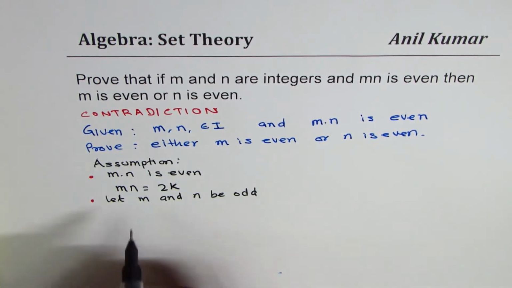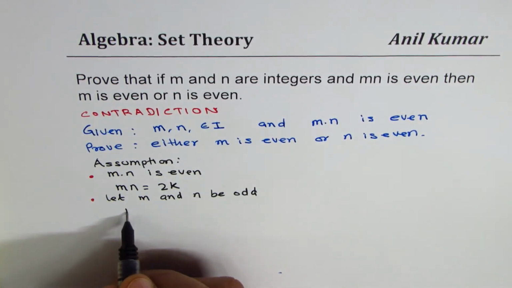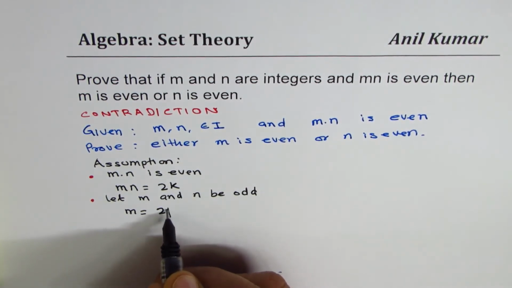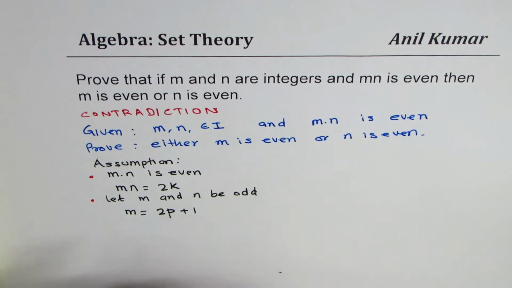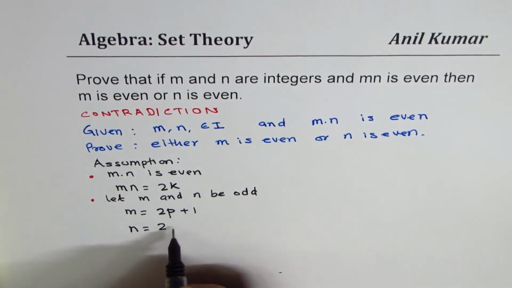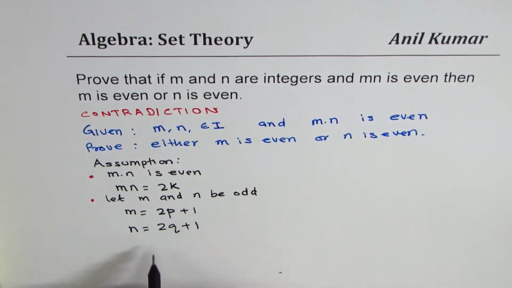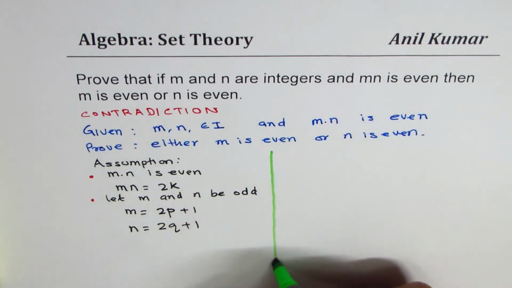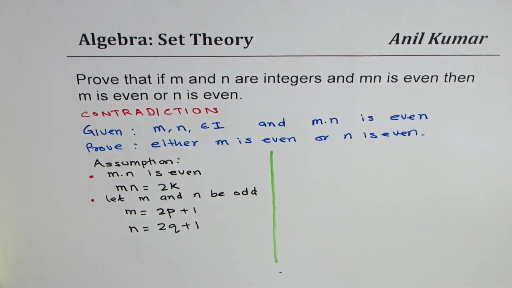What does that mean? It really means that m should be equal to, let's say, 2 times some integer, let's say p, plus 1. That makes it odd. Similarly, n should be equal to 2 times, let's say, q plus 1. So that is the meaning of m and n being odd numbers. I hope it's absolutely clear till now. Okay. Now let's see what happens when we multiply m and n.